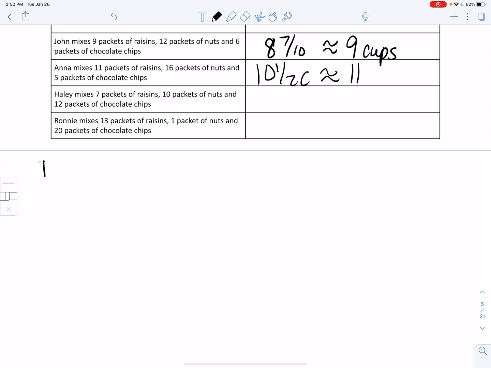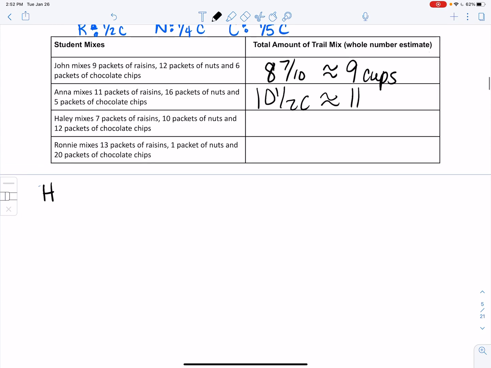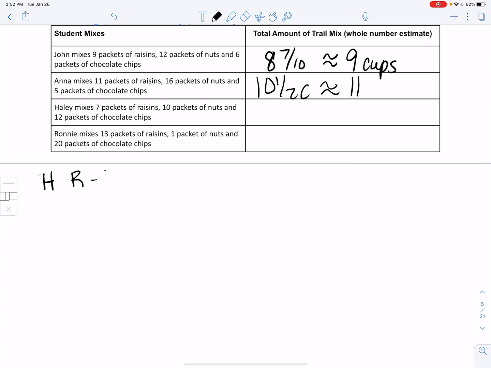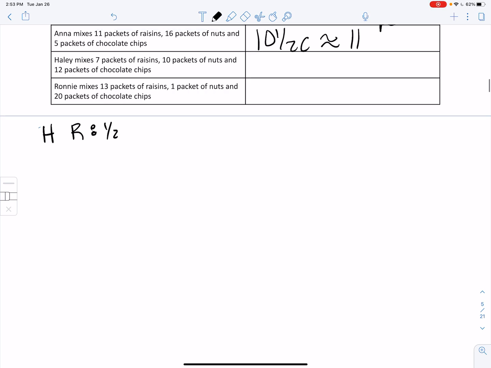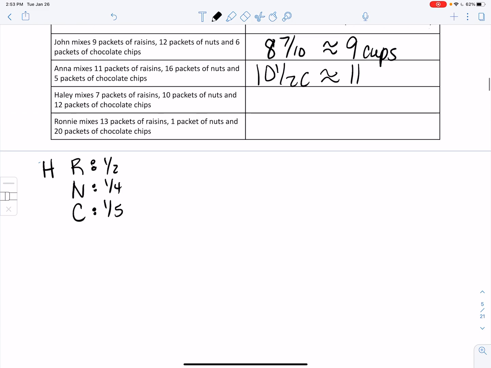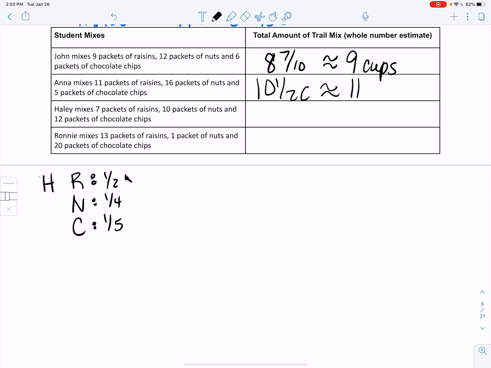So now we have Haley, and I've got to remember raisins is 1/2 of a cup. Nuts is 1/4 of a cup. And chocolate chips is 1/5 of a cup. So let's see what she ended up buying. She's got, this is times her packets of raisins, times 7. She's going to take 10 times the nuts. She's going to take 12. She's a girl after my own heart, times 12.